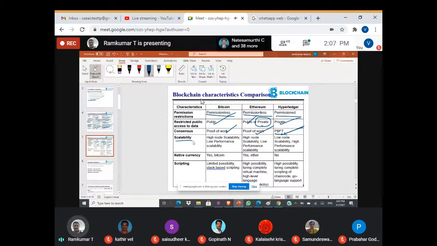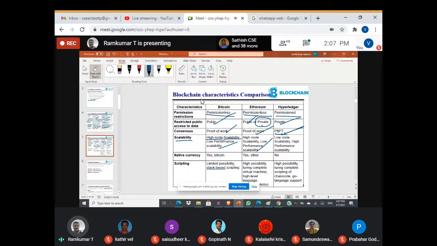Scalability means how many systems I can connect. You can connect with high node scalability. There is no restriction that only 10,000 systems or 1 lakh systems can be connected. Whatever the number, you can connect it, no problem. Because of the high number of nodes, the performance automatically decreases, right? So in the public blockchain, high node scalability is there, whereas there is low performance scalability for Bitcoin and Ethereum as well.